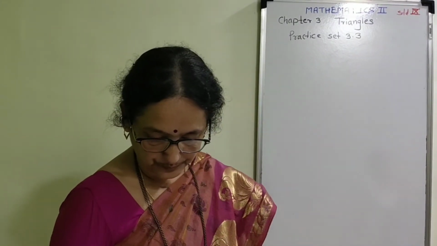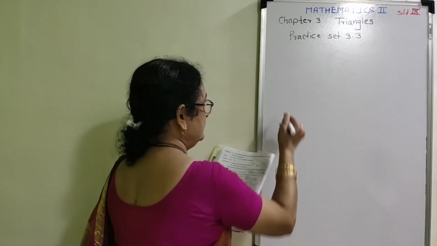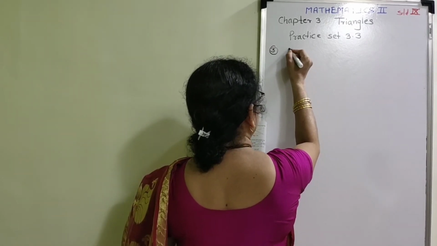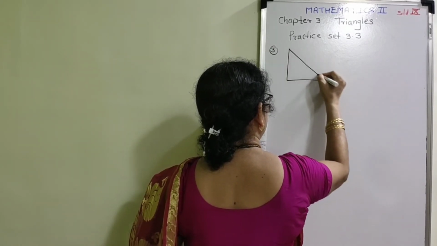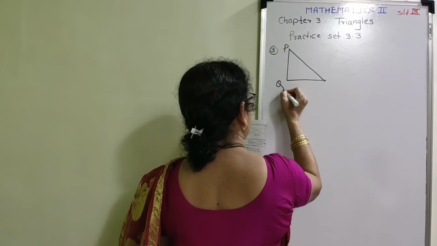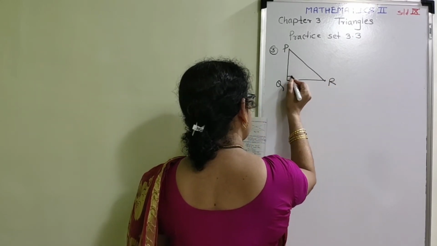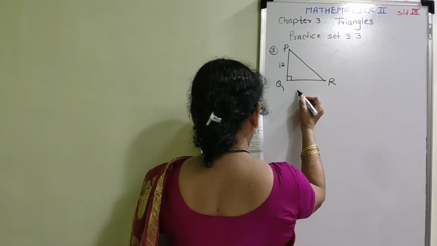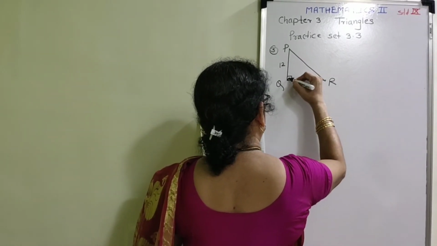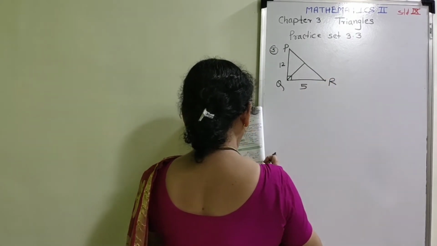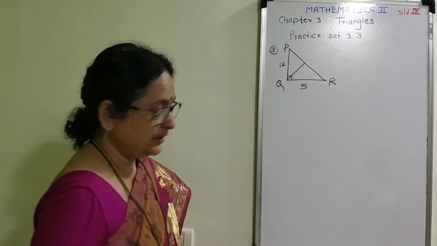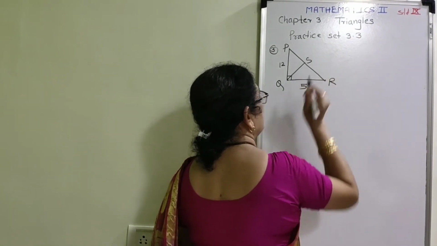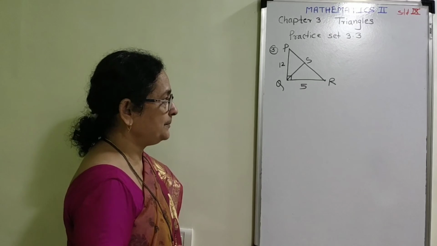Third example. In triangle PQR, angle Q is 90 degrees, PQ is 12, QR is 5, QS is the median. Find length QS. Now to find QS, if S is the midpoint, we need the length of PR.